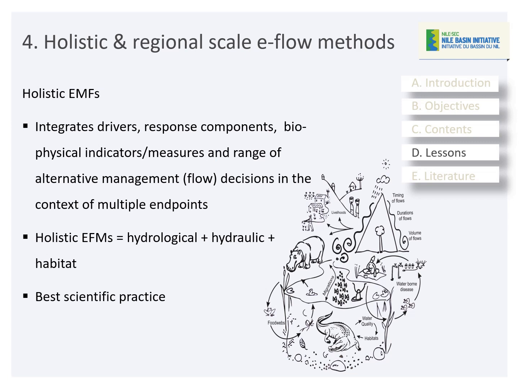And finally, moving on to holistic or regional scale environmental flow methods. These methods integrate driver, response components, biophysical characteristics, indicators, measures, and a range of alternative management or flow decisions into the context of multiple endpoints. So what we're doing here is trying to represent those socio-ecological systems and all the important features or characteristics of those systems. We do acknowledge that you cannot represent the entire system, but we strive to have indicators or representation of all the important attributes of those ecosystems, what those variables are, how do we measure the different characteristics or features of those ecosystems, how do we understand how those features interact with each other. That's what the systems are based on.